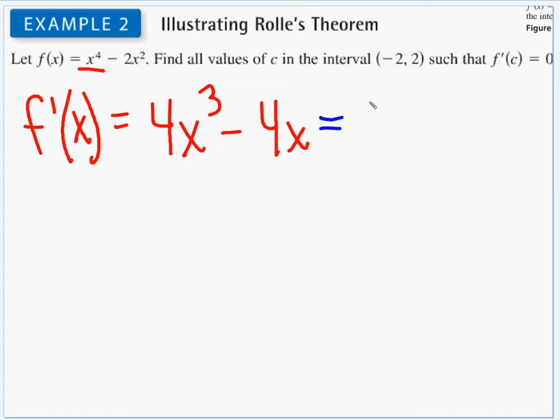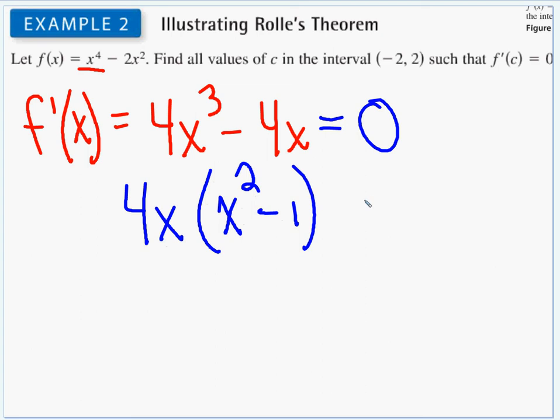Start by factoring out a 4x, and that'll leave us an x squared minus 1. And if we set 4x equal to 0, we get x is 0. And if we set this equal to 0, add 1 and take the square root, we will get plus and minus 1.